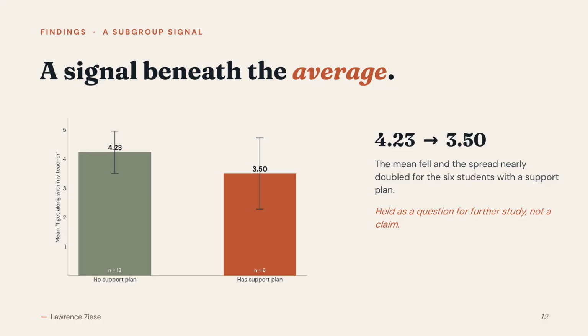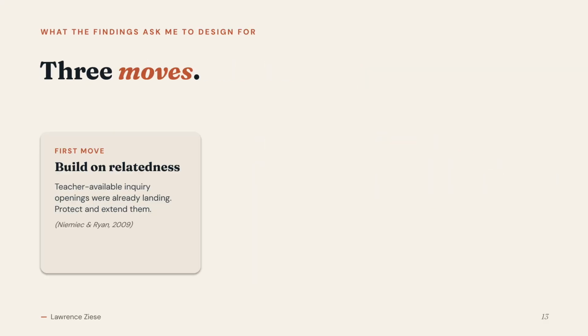This speaks directly to my secondary question about students whose processing styles fall outside the norm. The subgroup was small, 6 students, so I report it as a question for further study, not a finding I should stake a claim behind. What do the findings ask me to design for, and how do they sit against the literature?